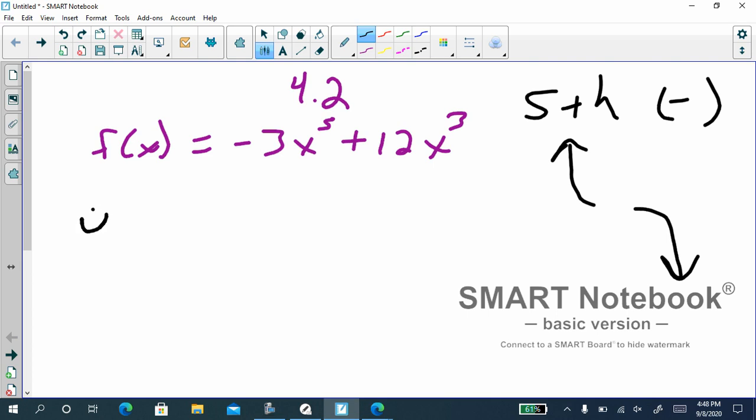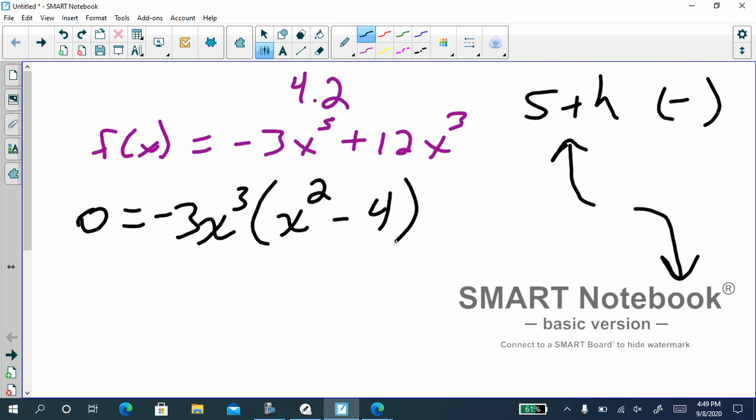So if we set our function equal to 0 and factor, each term has a -3x cubed that we can pull out. Negative because the first term is negative. So if we take out a -3 and an x cubed, we're left with an x squared for the first term, -4 for the second. If we continue to factor, the parentheses factors to x minus 2, x plus 2.